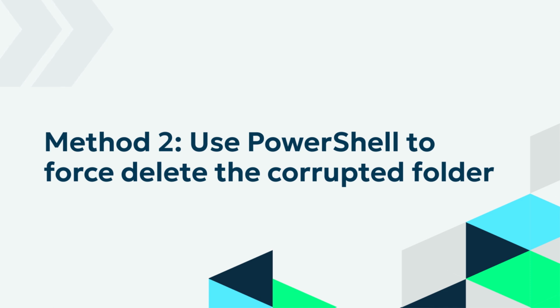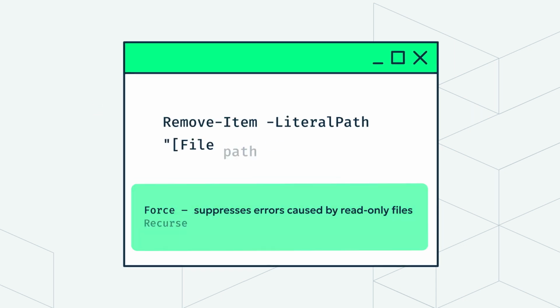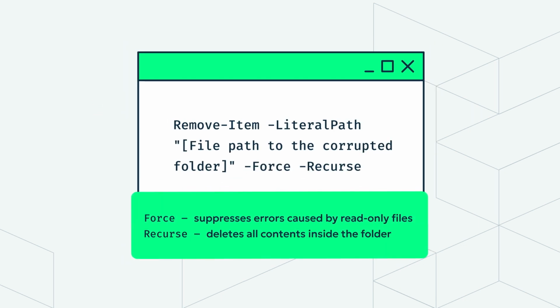Method 2. Use PowerShell to force delete the corrupted folder. PowerShell offers more control and error handling than Command Prompt, making it ideal for enterprise or managed environments. Open the Start menu, search for Windows PowerShell, right-click, and select Run as Administrator. Type the command below and press Enter.